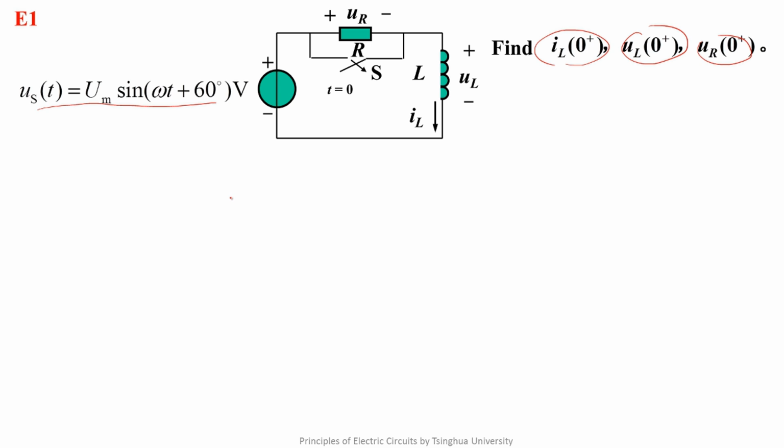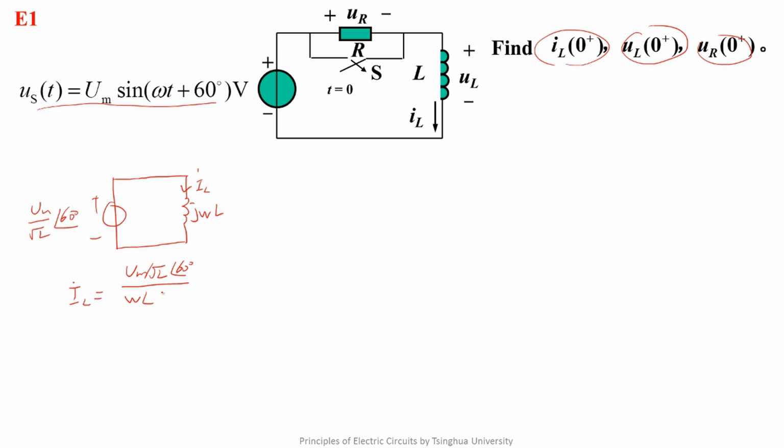We need to find IL plus. We need to know that steady state of L in order to find IL plus. Then we need to draw the steady state circuit before switching. It's like this. The circuit is very simple. We can find that IL equals this. So the time domain expression for IL is like this.